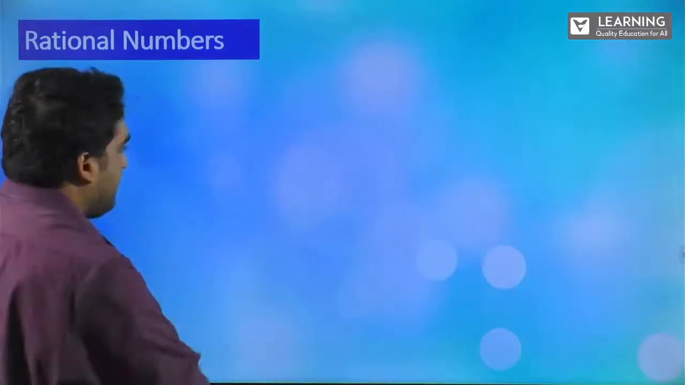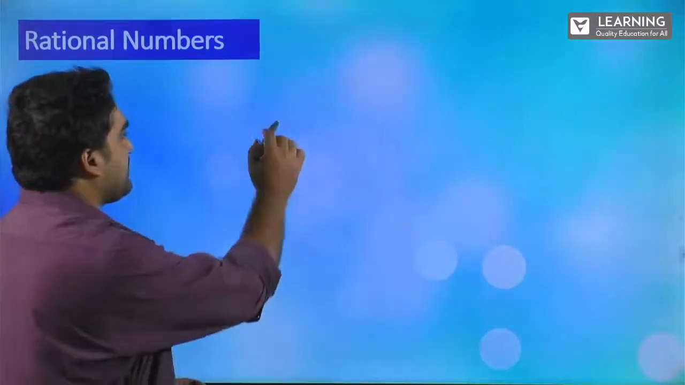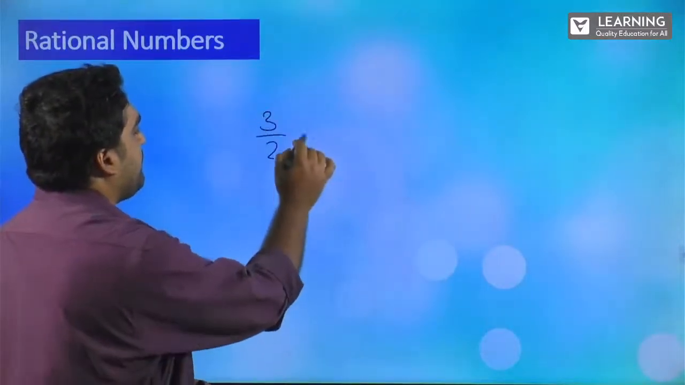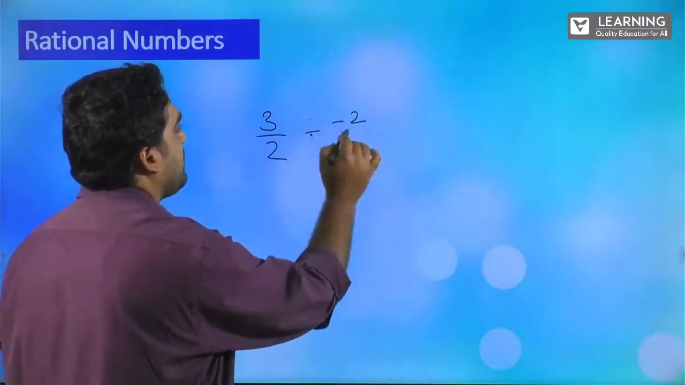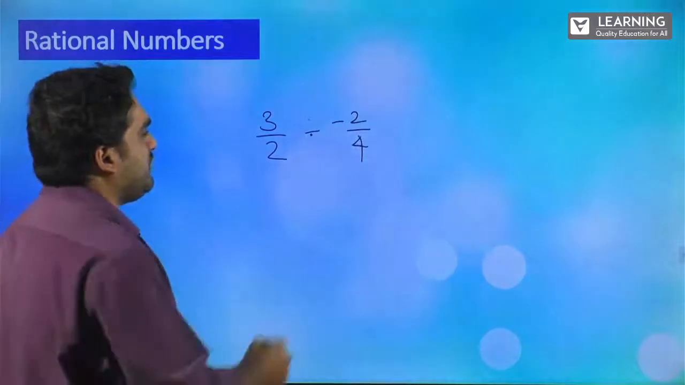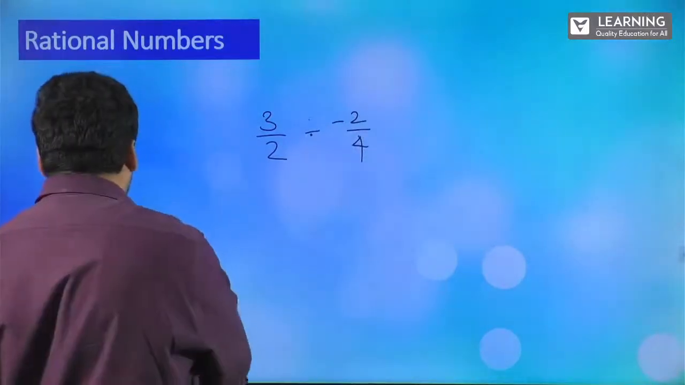Let's have a look at another operation, which is division of rational numbers. Let's take one such rational number, 3 by 2 divided by minus 2 by 4, which is 1 by 2. Or let me write it as 2 by 3.